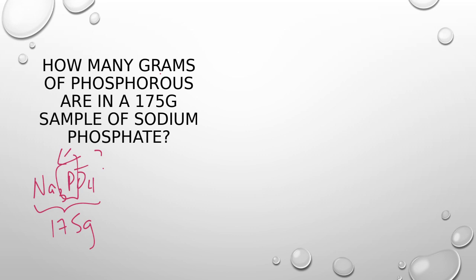So the first thing that we're going to do is we're going to come up with the molar mass of sodium phosphate. We have to use these theoretical values because they don't give us anything actual besides the total mass of the sample. So when we add up our molar masses for 3 sodiums, 1 phosphorus, 4 oxygens, we get a value of 163.94 grams per mole. So let's calculate the percentage of phosphorus in this sample. And we could calculate the percentage of sodium or oxygen, but they're not asking us about that. So they just want to know how many grams of phosphorus are in the sample.